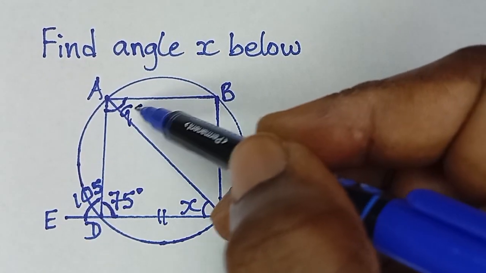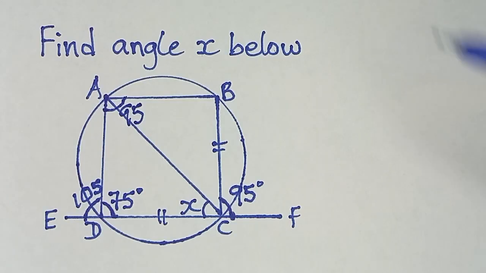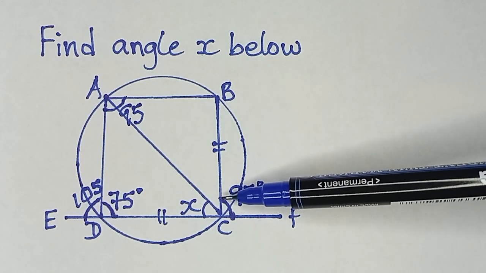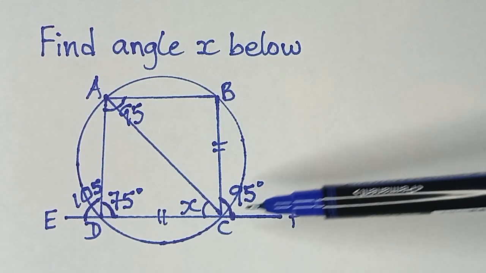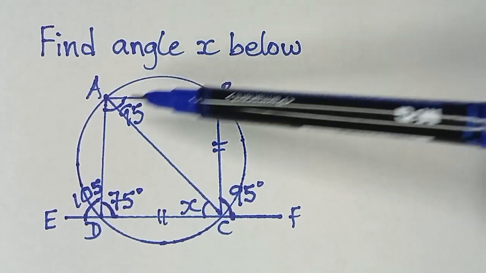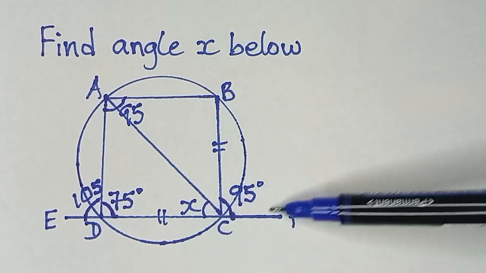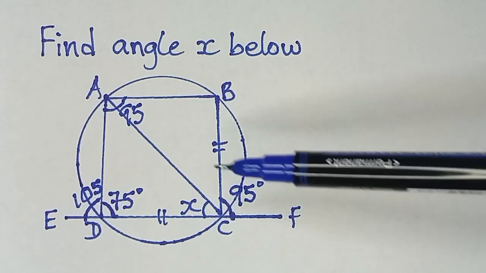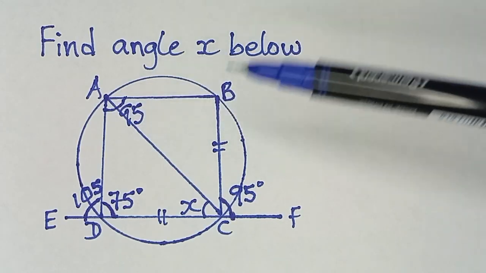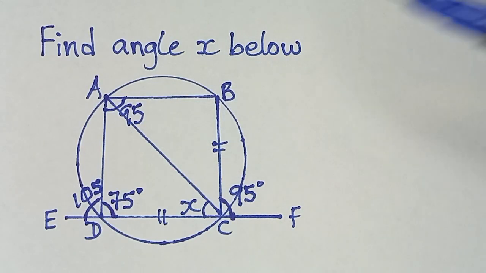Don't forget the rule there that the exterior angle of a cyclic quadrilateral is equal to the opposite interior angle. So anytime you see an external angle on a cyclic quadrilateral, that external angle is equal to the opposite interior angle. So now, let's look at these equal lines.